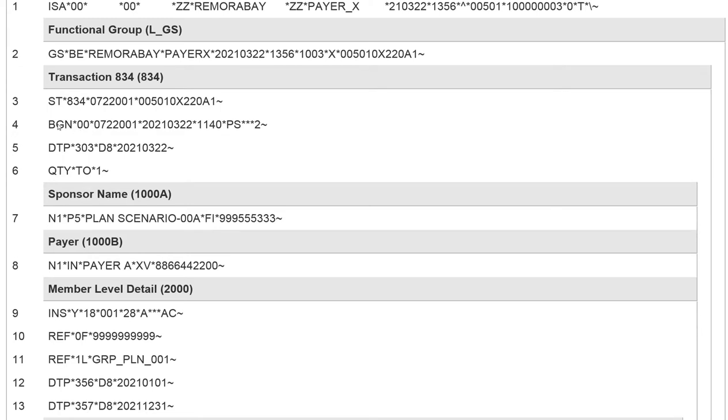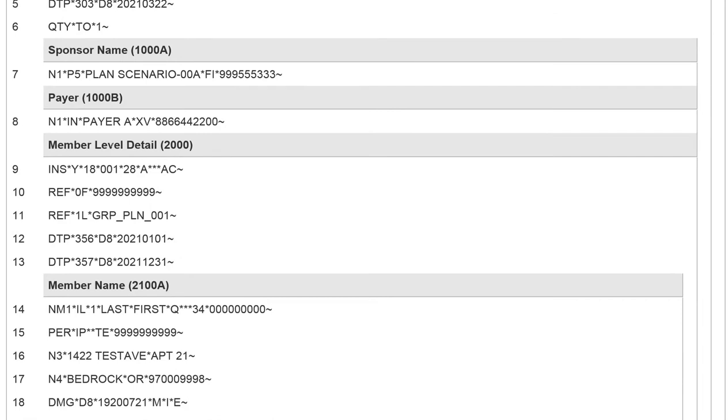You have the BGN segment. That's the beginning segment in the transaction. This is an original transaction. And then it goes over the sponsor name. It could also be like your employer, for example. And then in 1000B, your payer is listed in N1*IN. Of course, you can have different element separators. I'm using asterisks in this example.